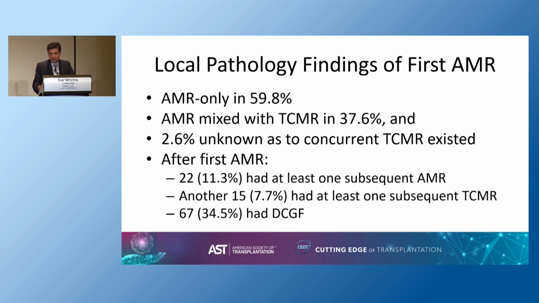So what happens to these AMR patients? 22, or 11.3%, had at least one subsequent AMR, meaning they had another biopsy which was diagnosed as AMR. Another 15, or 7.7%, had a subsequent biopsy which showed TCMR. But what's most concerning is that 67, or 34.5%, had death-censored graft failure. Again, what we all recognize is that AMR is a major problem for our patients. Unfortunately, at that time we were not classifying AMR as chronic AMR or not, so this is the data that we have available from this cohort.